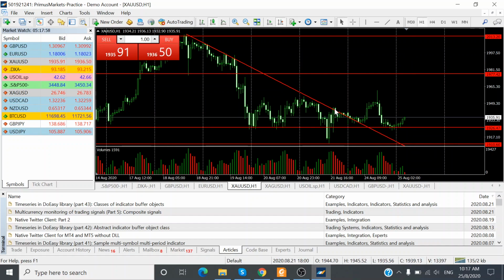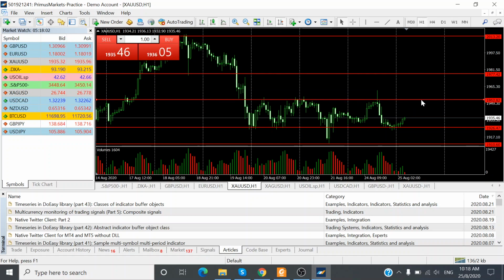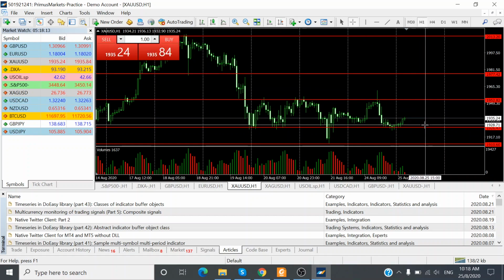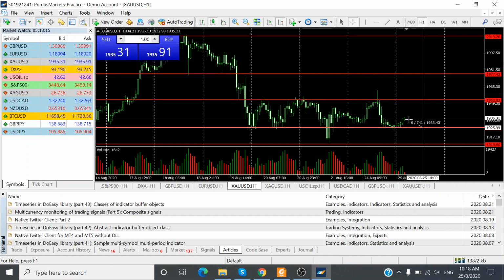So technically, gold prices is actually consolidating, trading in a sideways fashion. Okay, so towards the upside, we could be looking for resistance of 1,953, which is about $18 to the upside, and to the downside, we are looking at support levels of 1925, which is about $10 to the downside.